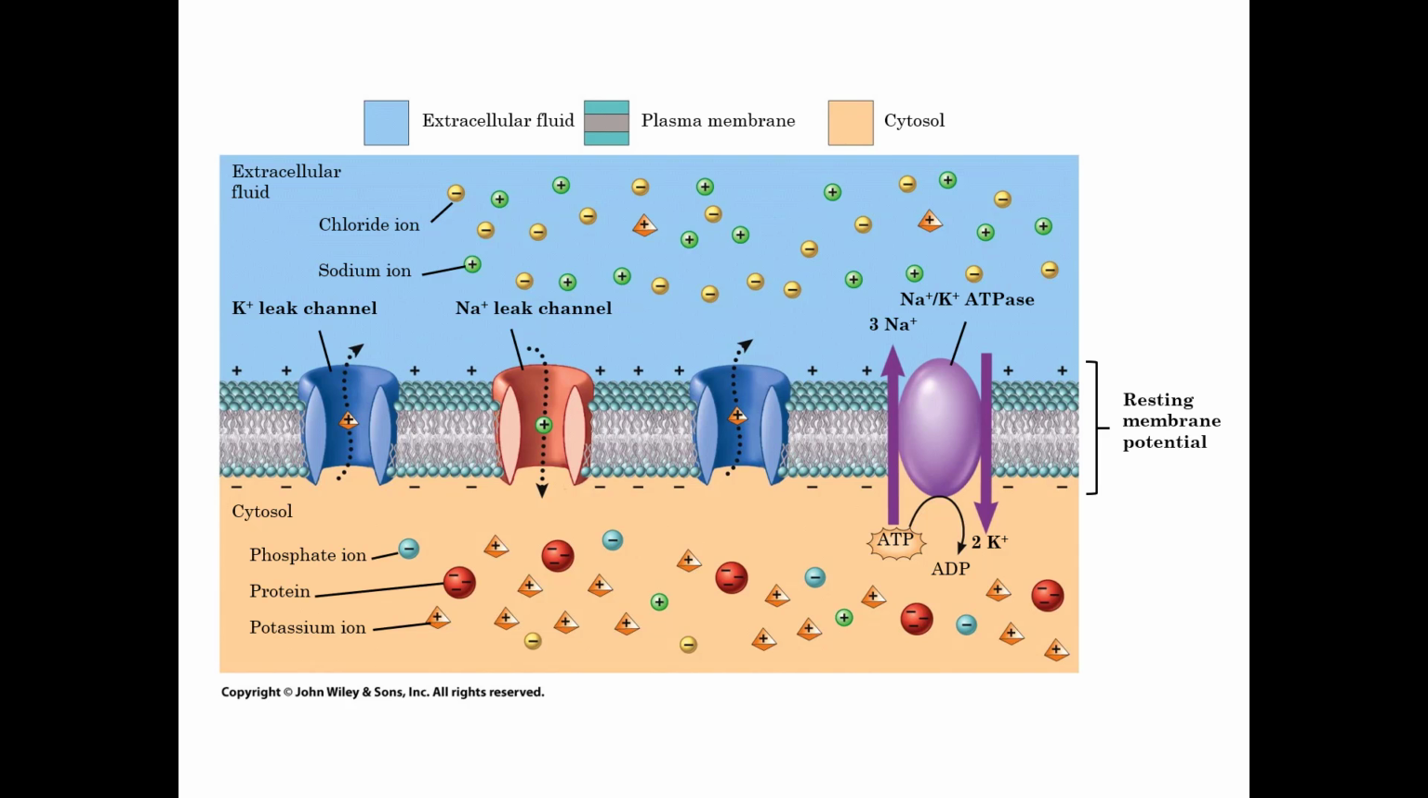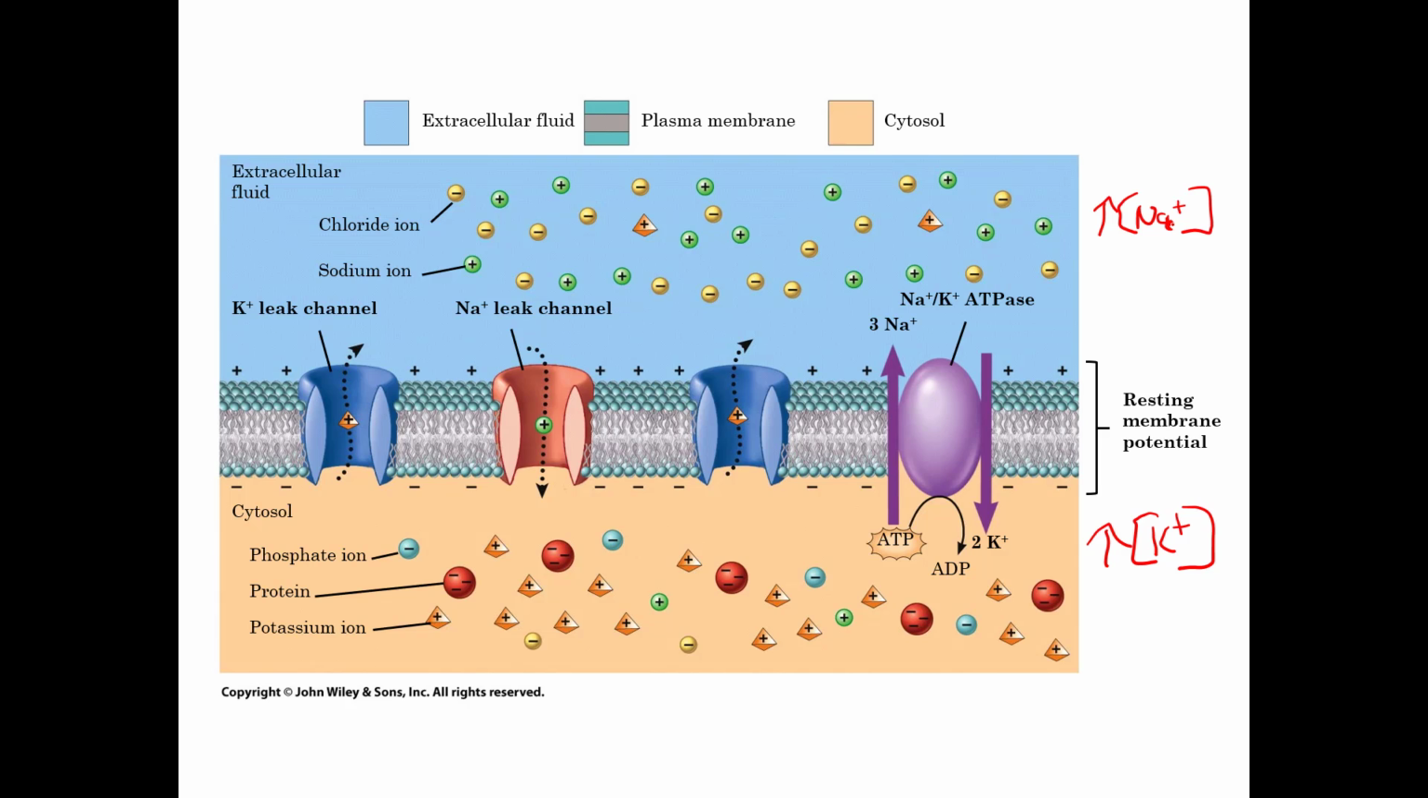And that's what does happen. What we end up with then is a high concentration of sodium outside the cell. Okay, we end up with a high concentration of potassium inside the cell. Okay, so those are two critical characteristics of our resting membrane potential: a high concentration of sodium outside the cell, a high concentration of potassium inside the cell.